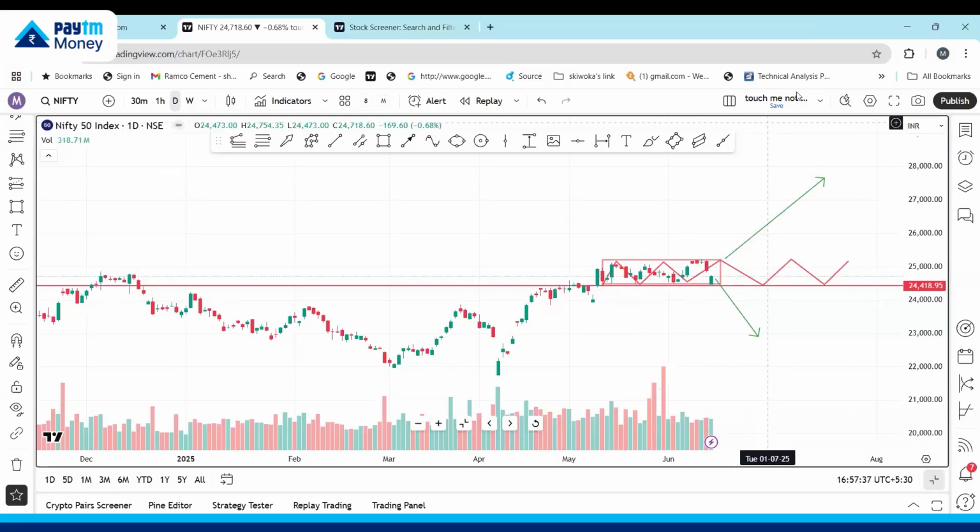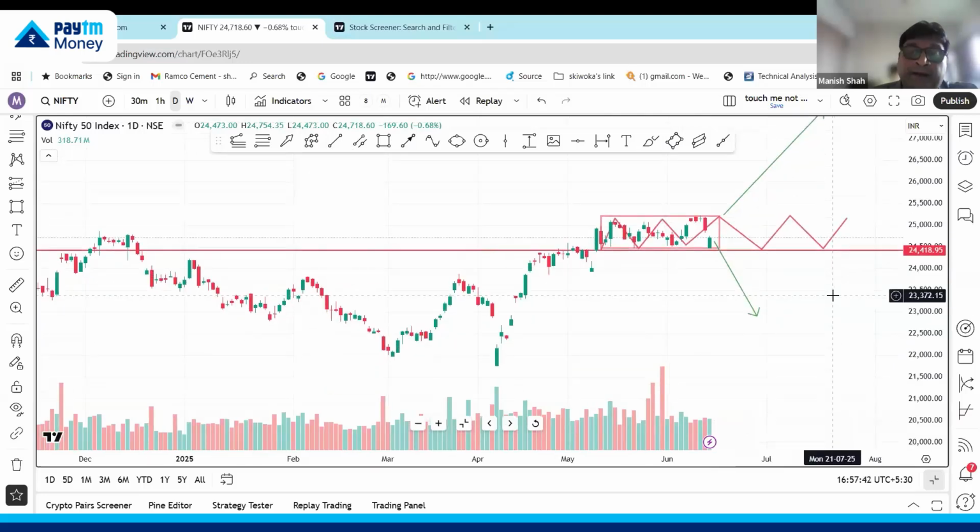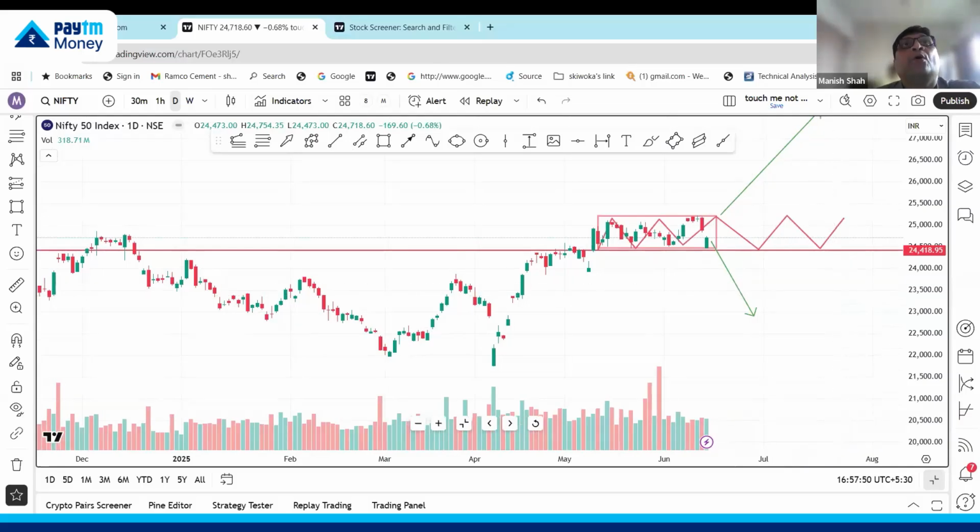Suraj asked, I think every dip is a good opportunity. Yes, in an uptrend, in a rising market, every dip is an opportunity. We'll come to trends. We'll talk about trends. Now, what is the basic trend analysis and trend dynamics?